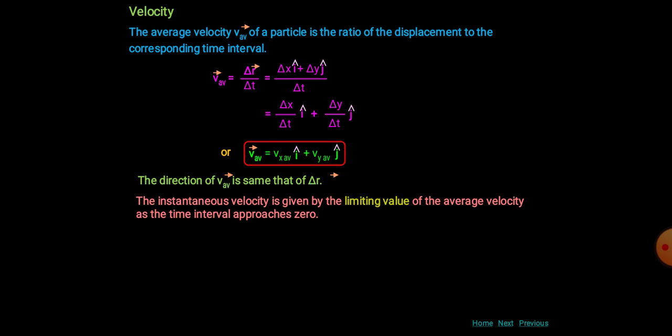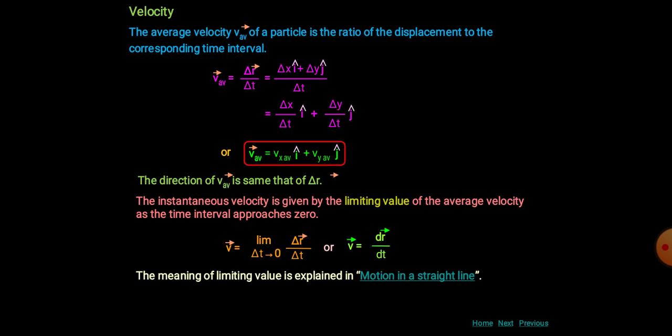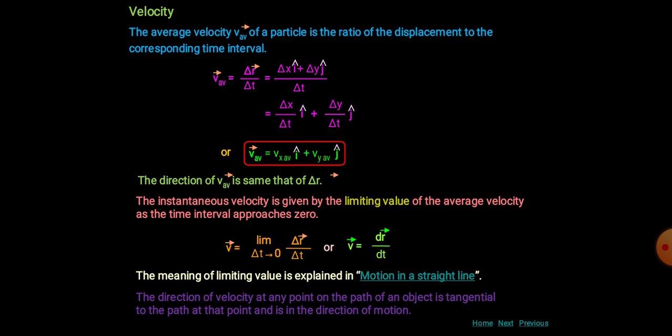Here you already know the term instantaneous velocity. Instantaneous velocity means the velocity at any instant. Here the equation for instantaneous velocity is v equals limit delta t tends to 0. If you see here, the limiting value of average velocity as the time interval approaches 0, we can write it as limit delta t tends to 0 delta r upon delta t. It is instantaneous velocity, or we can write v equals dr upon dt. So this equation is related to instantaneous velocity.